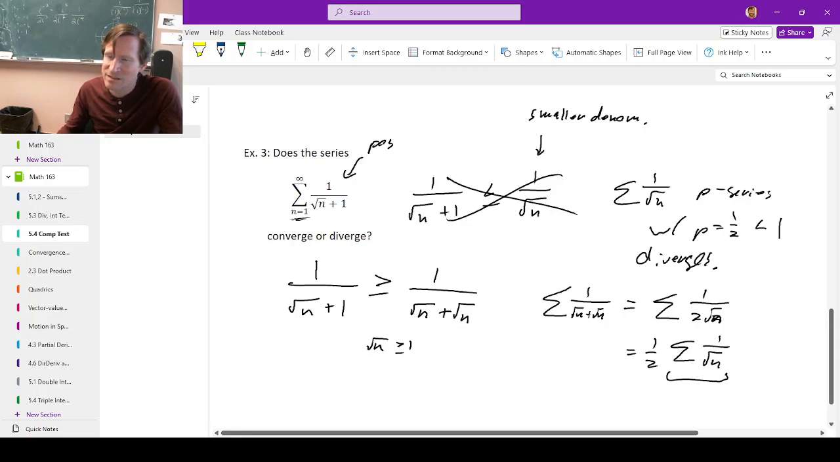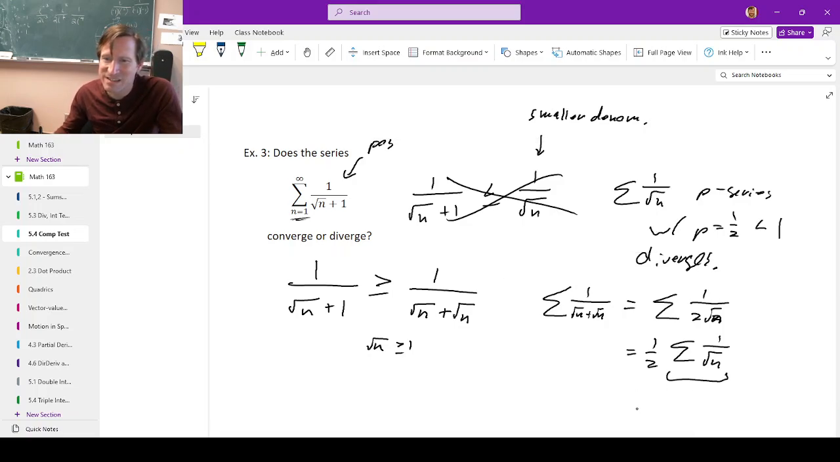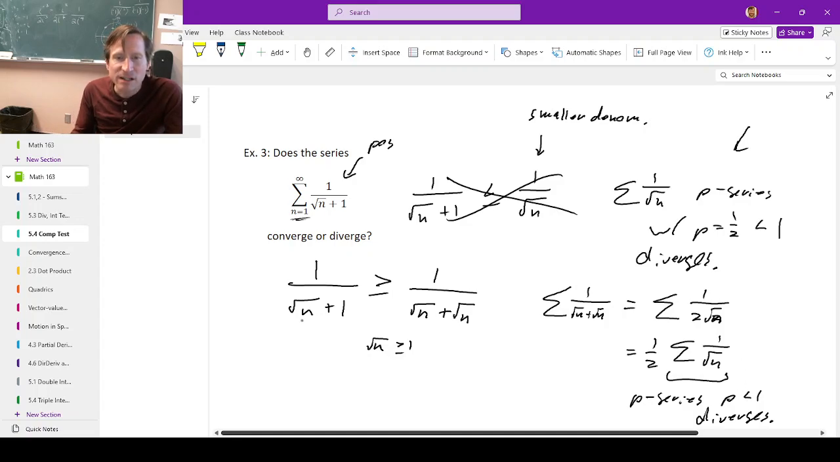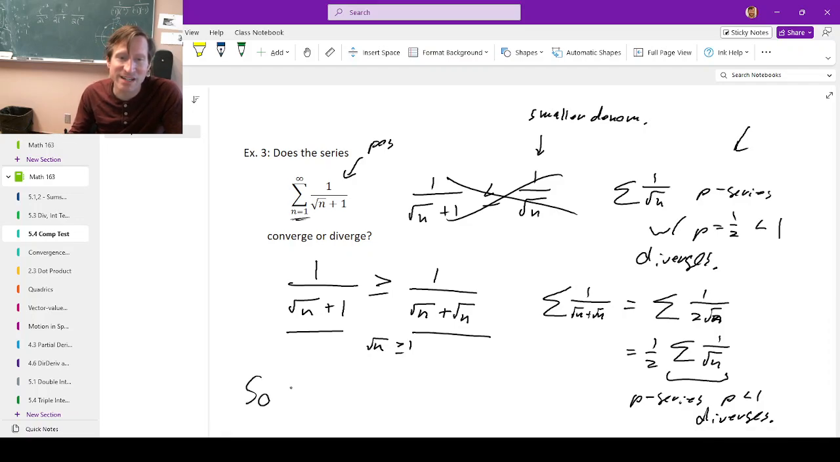But the sum of 1 over square root of n is a p-series. Right, that's the p-series we were hoping to use before. This is a p-series with p less than 1, so this diverges. All right. So finally, we've compared our series to a smaller series, and the smaller series diverges. So the conclusion we can draw from the comparison test is that our series, the sum of 1 over square root of n plus 1, also diverges.